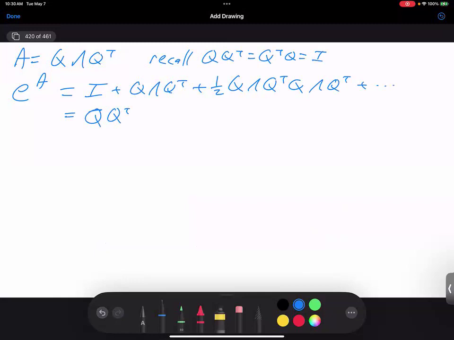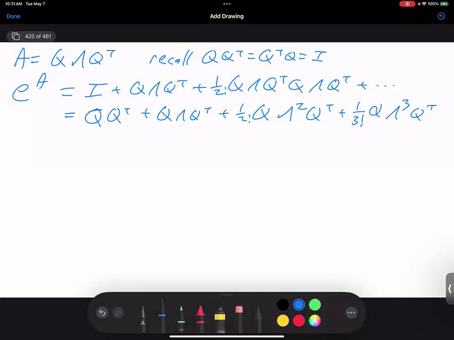What is 1/2 Q lambda Q transpose Q lambda Q transpose? How does that simplify? Yeah, so Q lambda squared Q transpose. Right? What's the next one going to be? It's 1 over 3 factorial Q lambda cubed Q transpose.